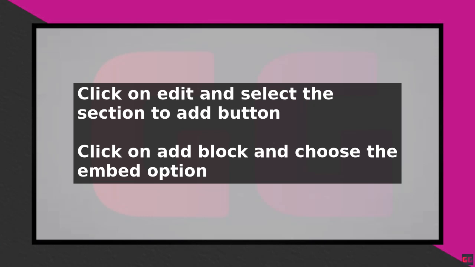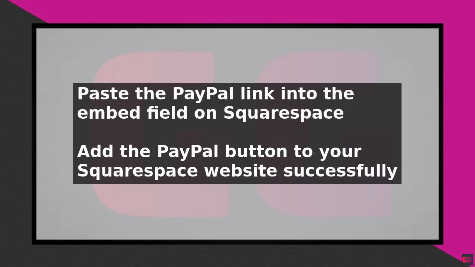Next, return to Squarespace. Click on Edit and select the section where you want to add the PayPal button. Click on Add Block and choose the Embed option. Then click on Edit again and paste the PayPal link into the Embed field. This will add the PayPal button to your Squarespace website.